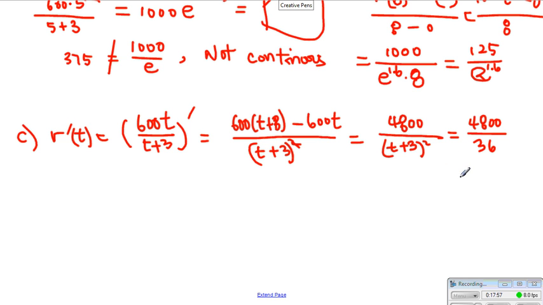Now, by dividing it by 12, then we'll end up getting 400 over 3.